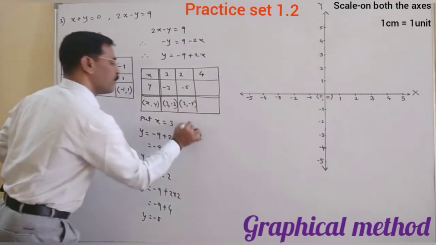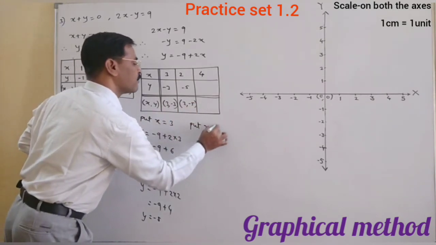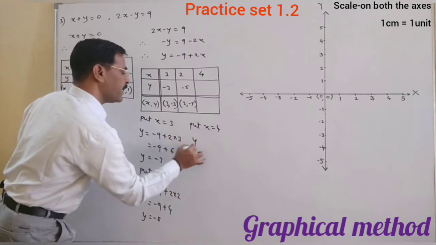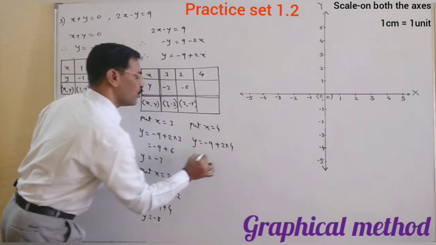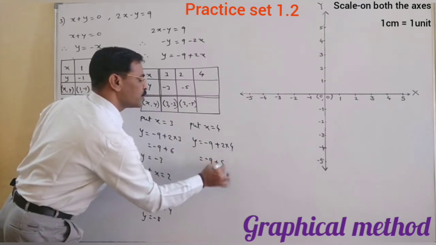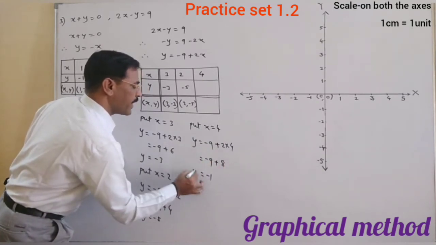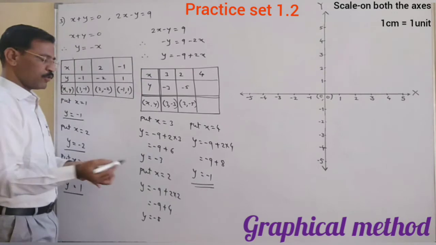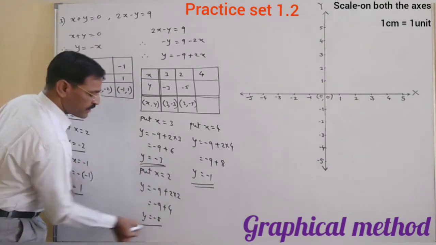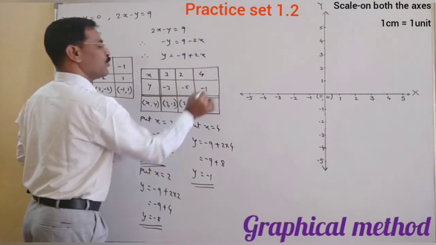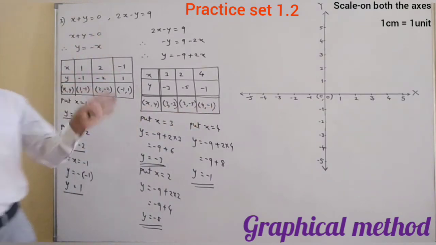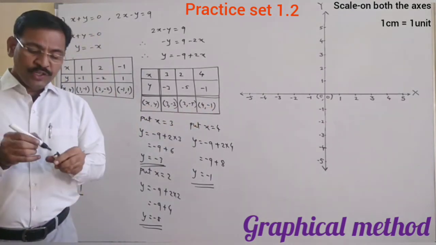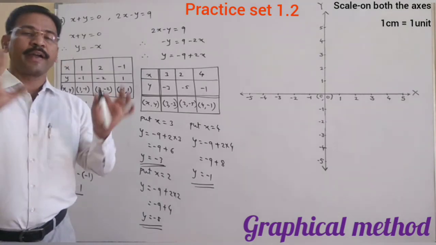Now we'll take, put x equal to 4. What will come here? y equal to minus 9 plus 2 into 4. So minus 9 plus 2 fours are 8. Here it is minus 1. So y equal to minus 1, minus 3, minus 5. This one we can put here. This is 4, minus 1. Now we'll get all the 6 points which we are going to draw on graph paper.